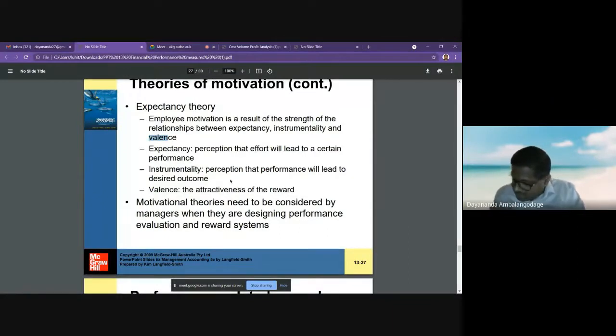Second one, even though result is there, you should ensure that you should know that for the effort you will get the desired, expected results. That is instrumentality. Then the valence, the attractiveness of the rewards. Motivational theories need to be considered by the managers when they are designing performance evaluation rewards.